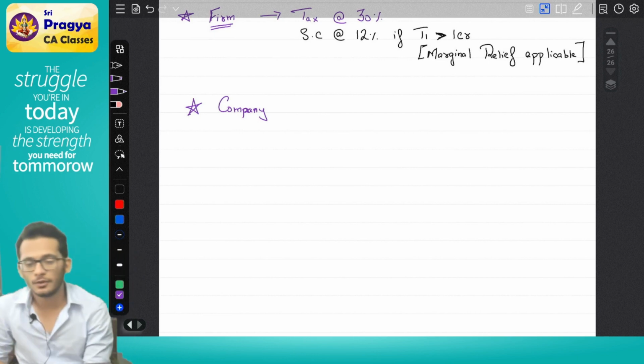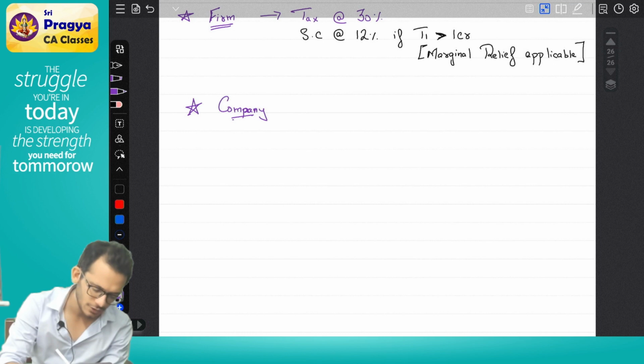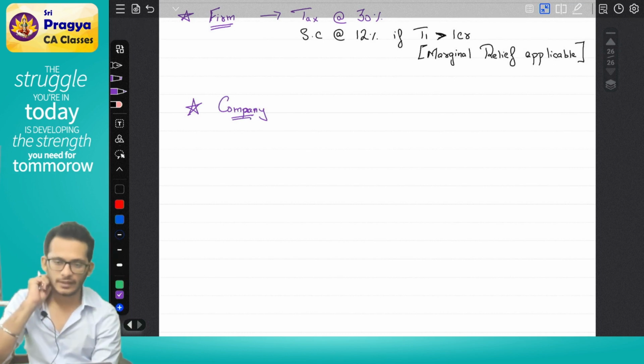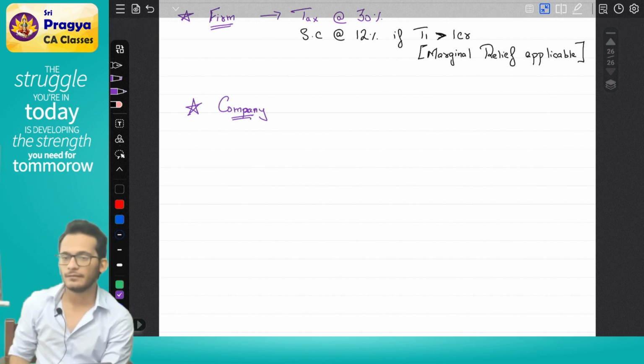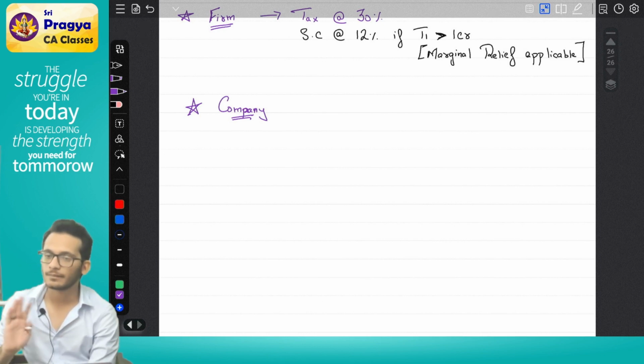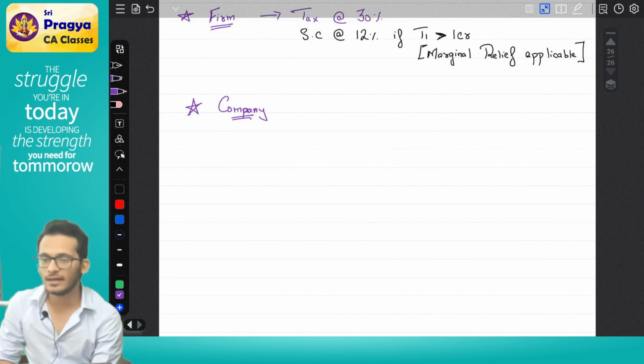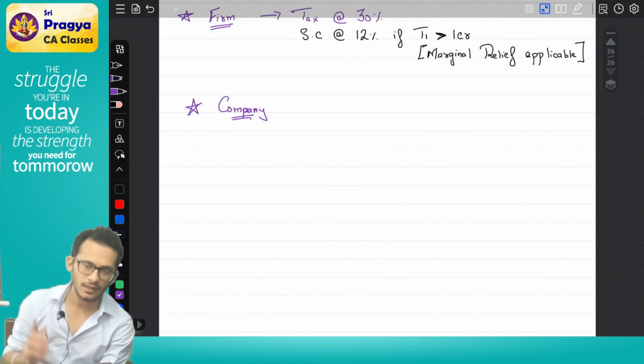Moving to the most important person from your final perspective, which is your company. I want your special attention here because this is important. When it comes to company, I have already told you company means a company registered under the Companies Act. Income tax says when it is a company, I want you to split.